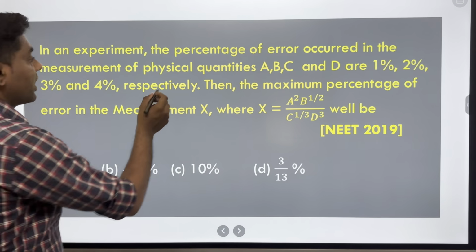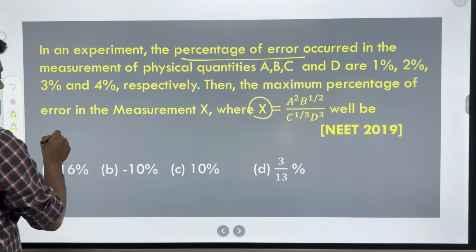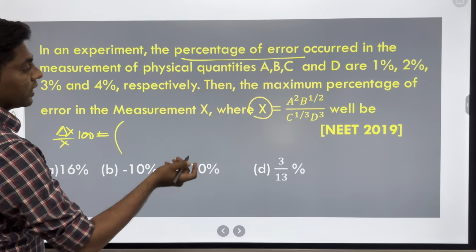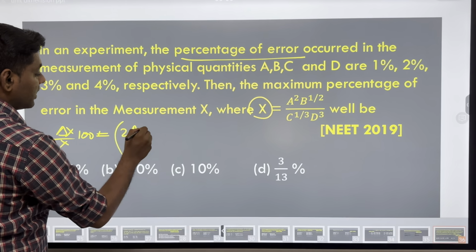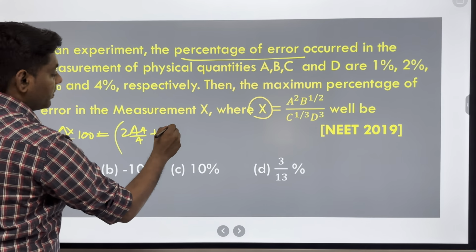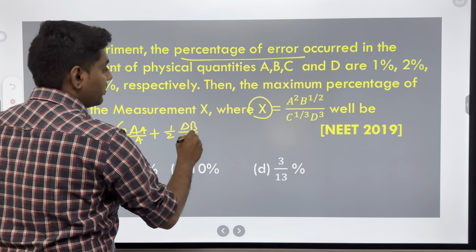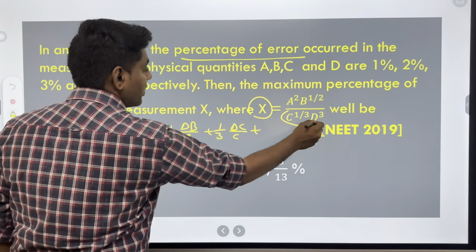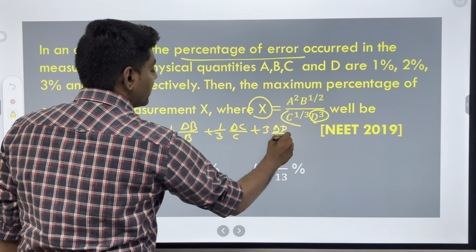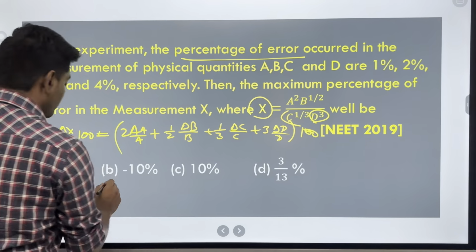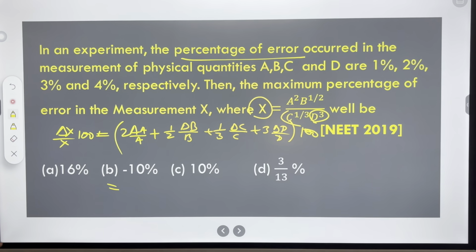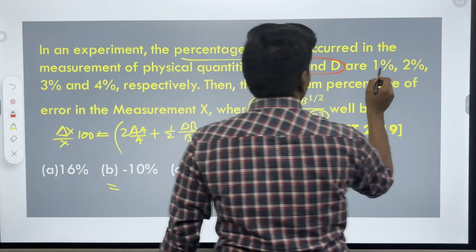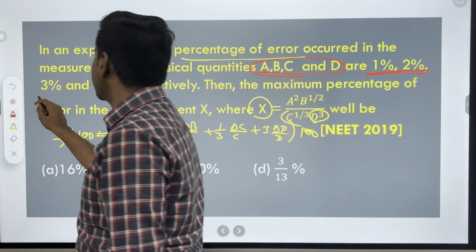Very simple example, we have to calculate the percentage error in X. Formula, remember: delta X by X times 100% equals, for A square, 2 times delta A divided by A, plus for B, 1 by 2 delta B divided by B, for C raised to 1/3, 1/3 delta C divided by C, and for D cube, 3 into delta D divided by D. So put the values in percentage. The percentage values given for A, B, C, D are respectively 1%, 2%, 3%, and 4%.